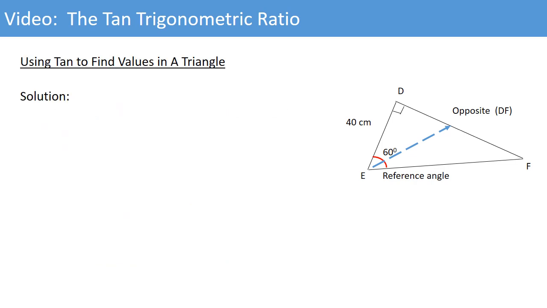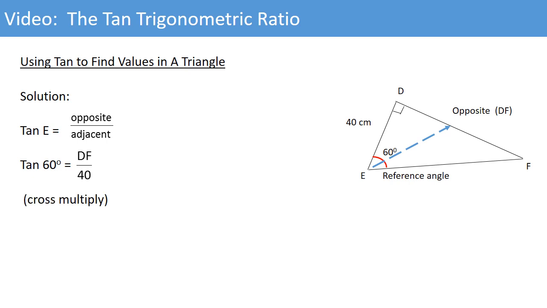So, we know that the tan of E is opposite over adjacent. We know the degree measure of E is 60 degrees. We can substitute that into the equation. We know that opposite, we're using the name DF to identify it. We know the adjacent side is 40, so we can substitute that into the equation. Now we're going to cross multiply. We will get that DF is equal to the tan of 60 degrees times 40.